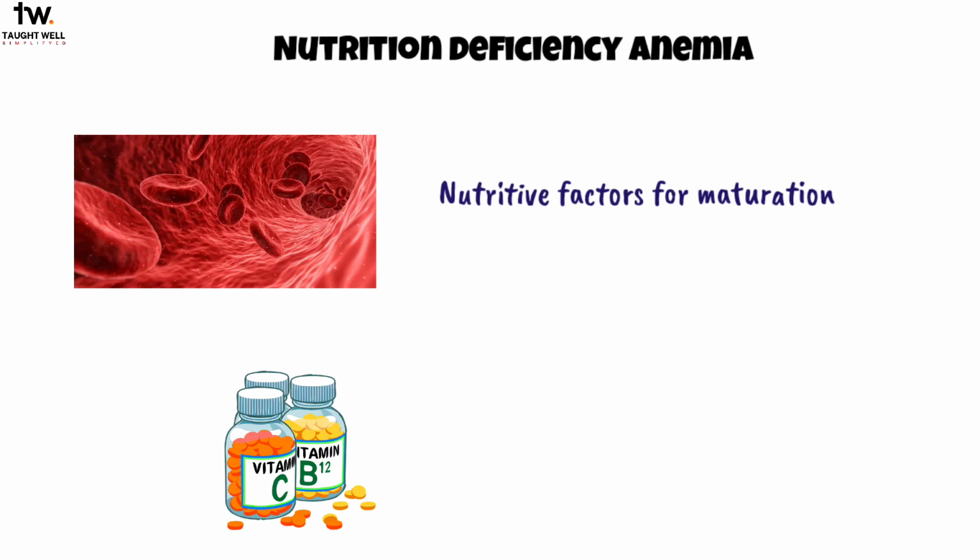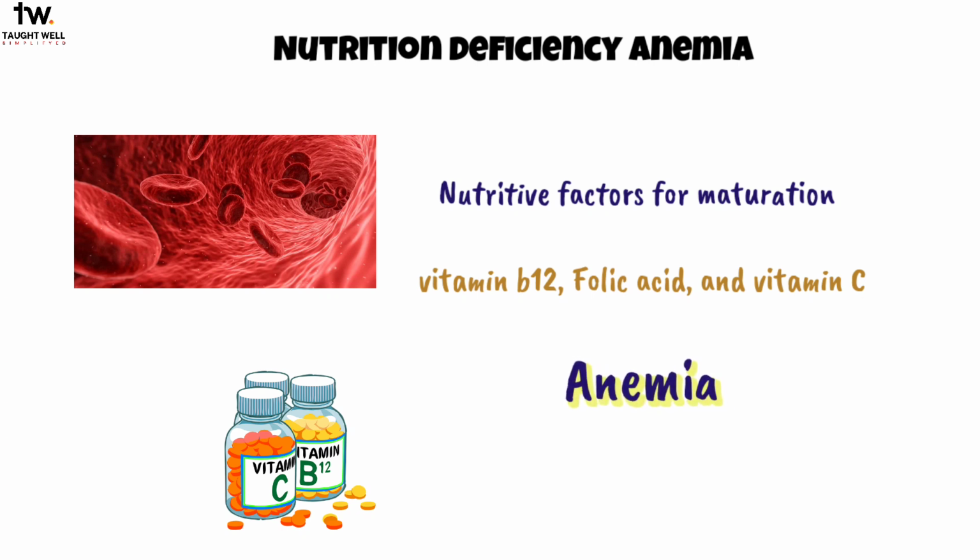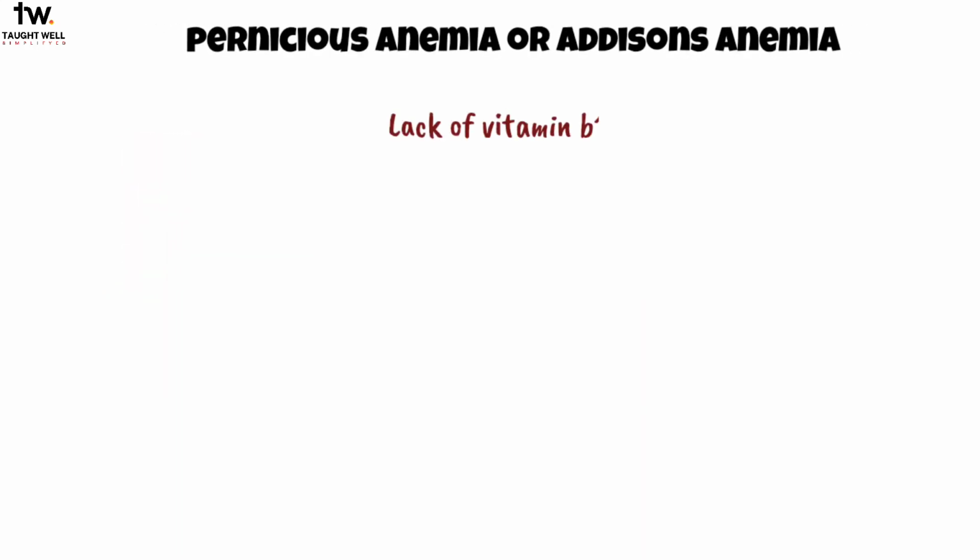In absence of necessary factors such as vitamin B12, folic acid, and vitamin C, the process of formation and functioning of RBCs is affected, which further causes anemia. Let us talk a bit more about the deficiency of B12. Anemia caused by a lack of vitamin B12 is called pernicious anemia or Addison's anemia.